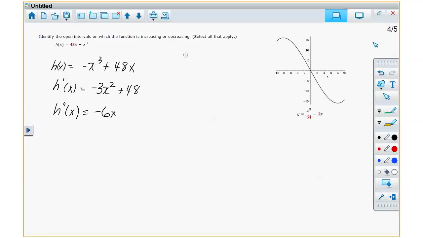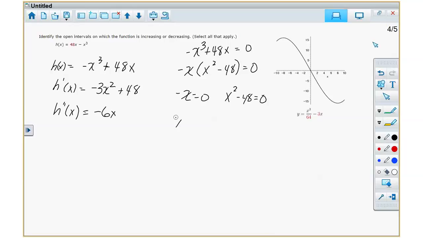So, negative x cubed plus 48x is equal to 0. Factor out a negative x or a positive x, whichever one you want to do. You're still going to get x is equal to 0. And that would give you what? X squared minus what? 48. So negative x is equal to 0, and x squared minus 48 is equal to 0. X is equal to 0, that's one x-intercept, or y-intercept, what am I doing? Doing the x-intercept. And x squared is equal to 48, which is about 6.9. I did that with the square root of 49 being 7.